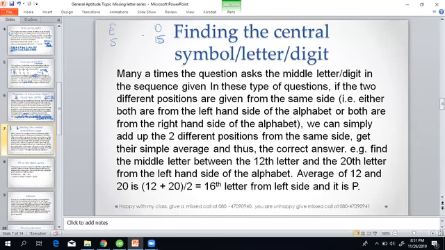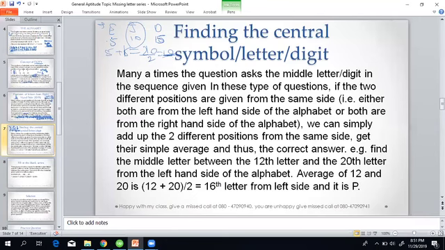So we add these positions: 5 plus 15 is 20. 20 divided by 2 is 10. It means the middle letter between them is at the 10th position, because both positions are given from the left hand side. And we know that the 10th letter is J. So the middle letter between them is J, because both positions of E and O are given from the left hand side.